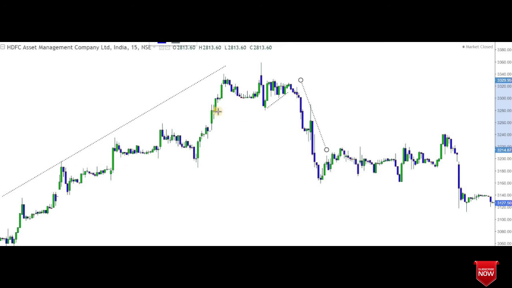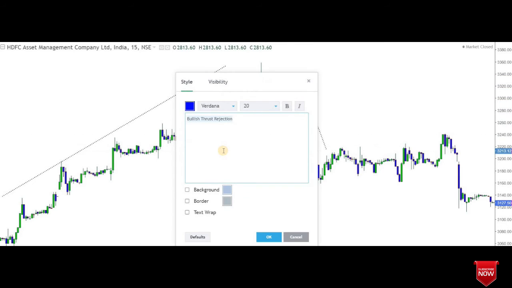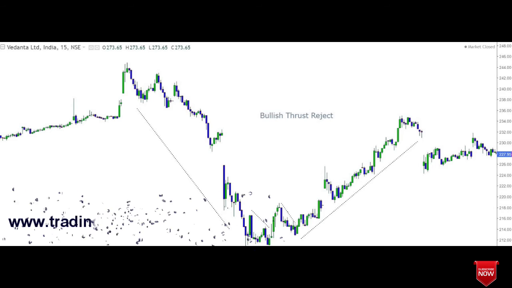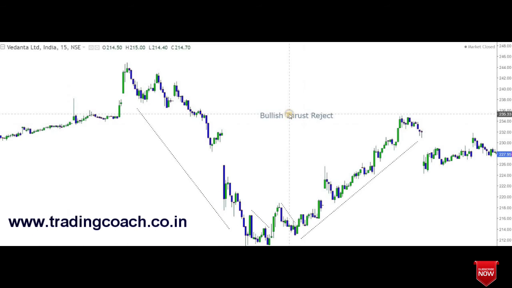So this is a good example of a bearish thrust rejection. Alright, so how do we trade this particular thrust rejection pattern? Generally, when we look at this specific thrust rejection pattern, we should try to enter right after the retest, or we can say we should try to enter once the prices break the retest.